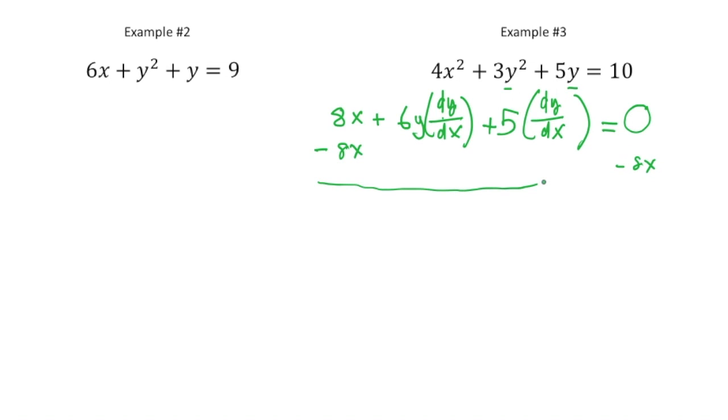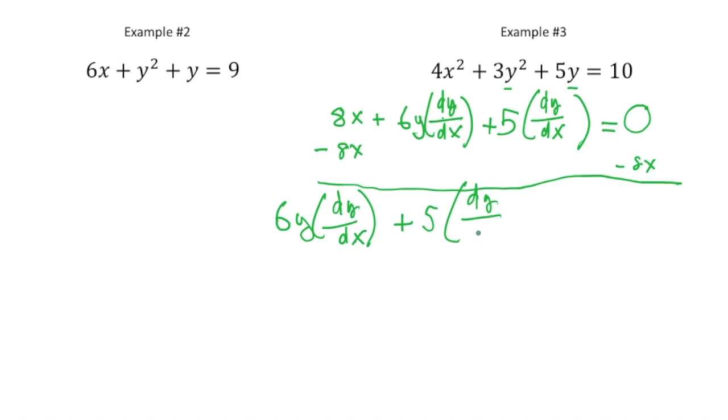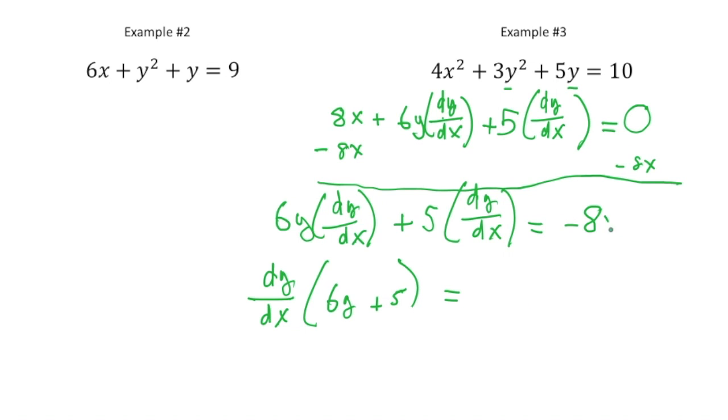So when we do this, we now have 6y times dy dx plus 5 times dy dx is now going to equal negative 8x. All right? Now it's time to factor. Okay, so again, we're trying to isolate the dy dx. So when we factor it, we're going to go from 2 to 1 of these, right? So it's now going to be dy over dx times 6y plus 5, which of course equals negative 8x.